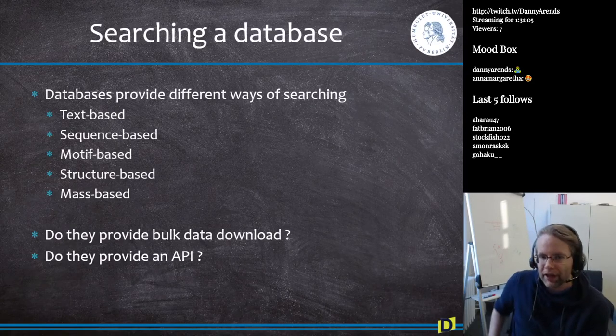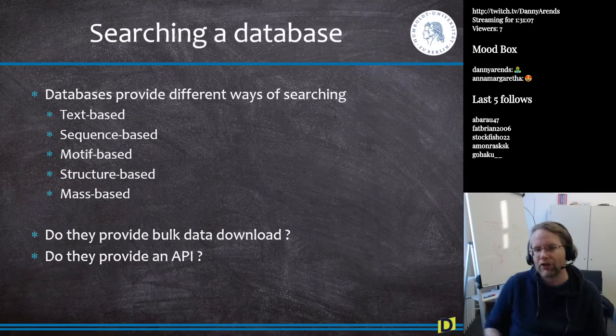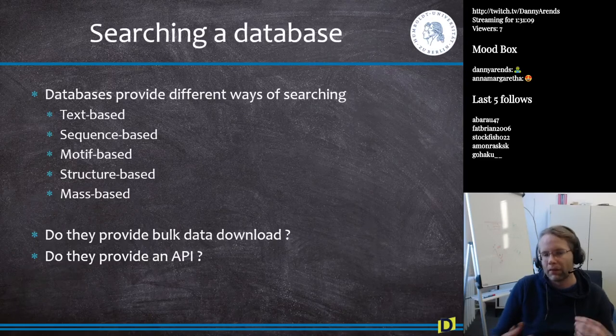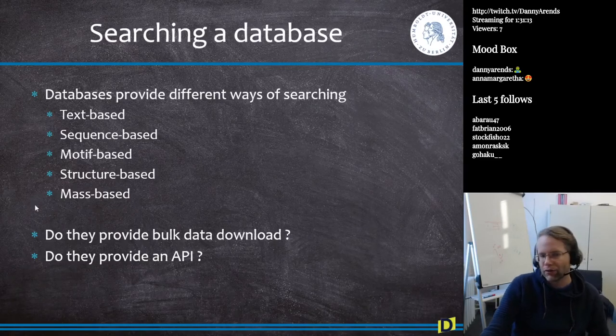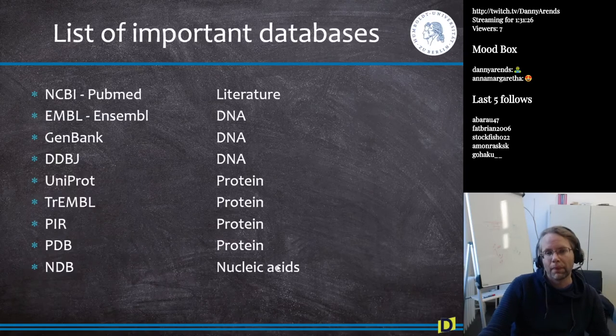So searching a database, of course, there's many ways that you can search through a database. You can do it text-based, sequence-based, motif-based, structure-based, mass-based, if you're talking about mass spectrometry, right? But you always have to remember, when you select the database, do they provide a bulk data download or do they provide an API?